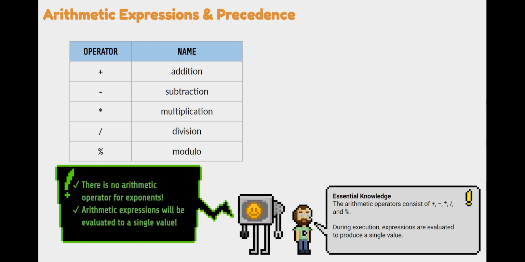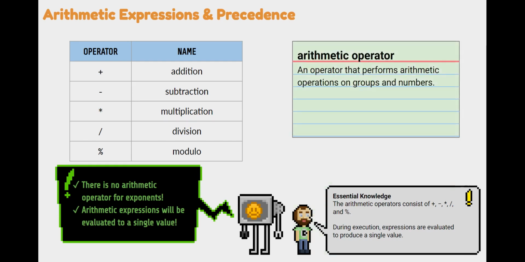And whenever we create arithmetic expressions, they will be evaluated to a single value. That's super important. So that leads us to our essential knowledge. The arithmetic operators consist of plus, minus, multiply, divide, and modulo. And during execution, expressions are evaluated to produce a single value.